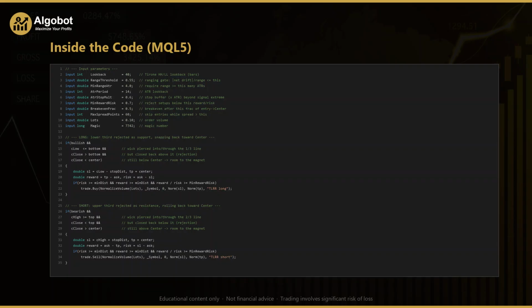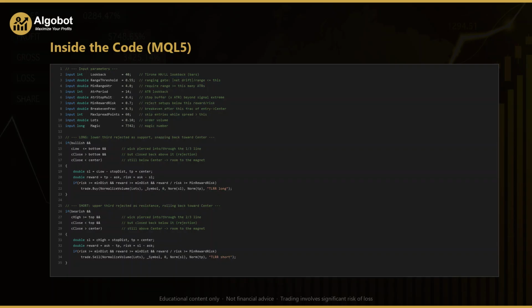Now look at the long block. The code checks three conditions together. The bar is bullish, its low is at or below the bottom line, and its close is back above the bottom line but still below the center. When all three are true, it sets the stop just below the bar's low minus the stop distance, sets the take profit at the center line, confirms the reward to risk passes, and calls trade.buy with those stop and take profit values.